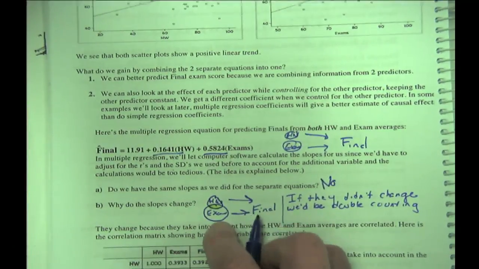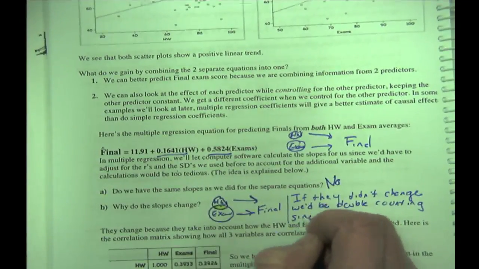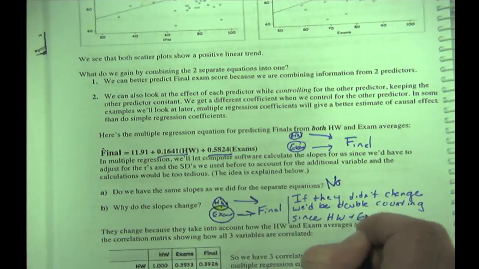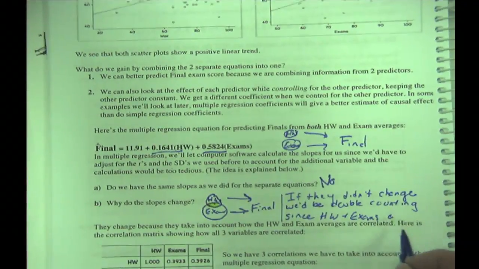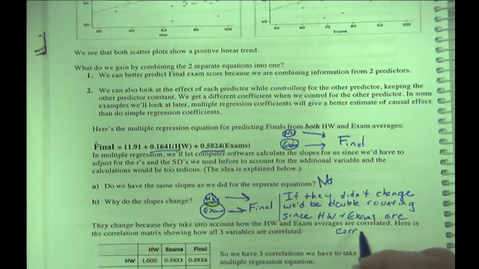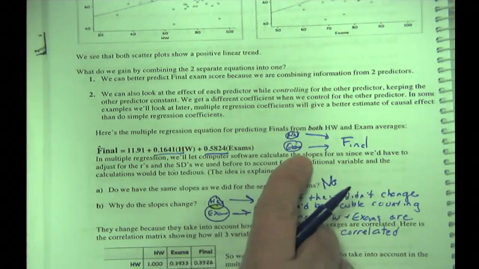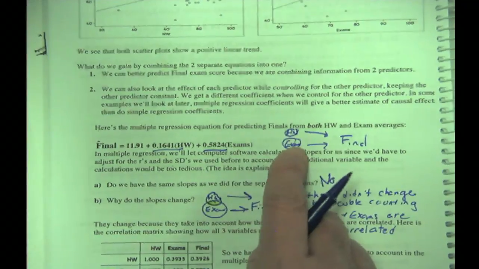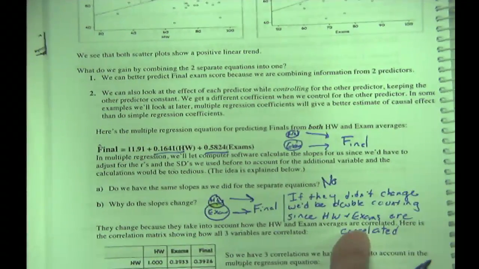Since homework and exams are correlated, they're not independent effects. So that's the whole point. If we're in the situation where they're uncorrelated, the slopes don't change. You get exactly the same. So they change because they take into account how the homework and the exam averages are correlated.